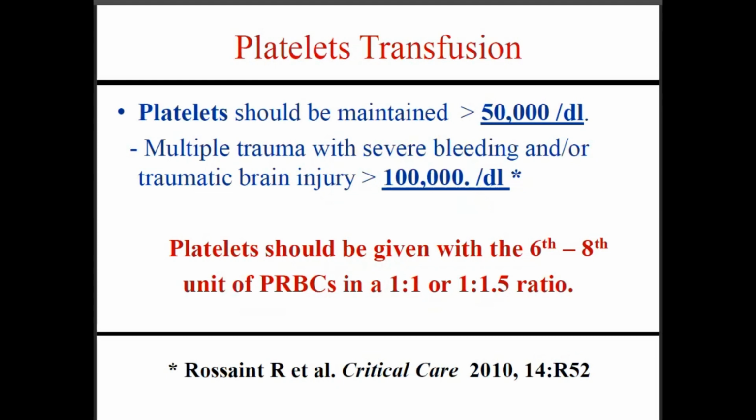Platelet transfusion, usually they are indicated if you are having low platelets. For example, if you are having less than 100,000 platelets, they are indicated, and you should maintain a platelet count of more than 50,000 platelets per deciliter. So platelets should be given between the sixth and eighth unit of packed RBC.